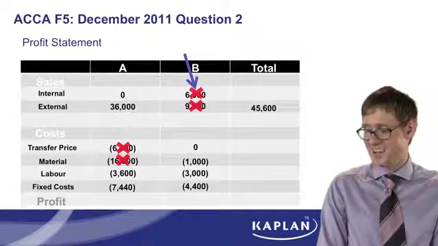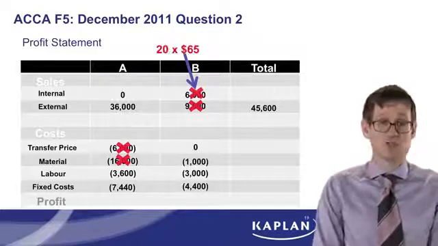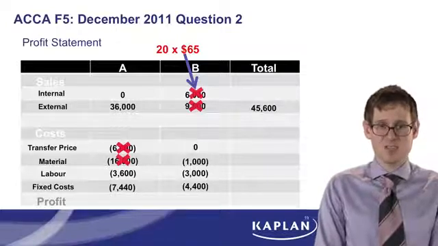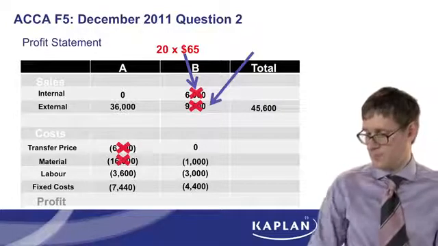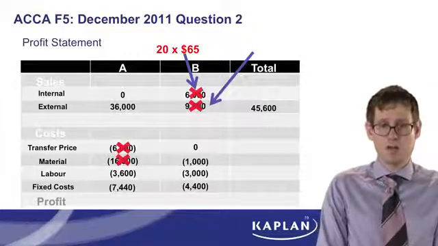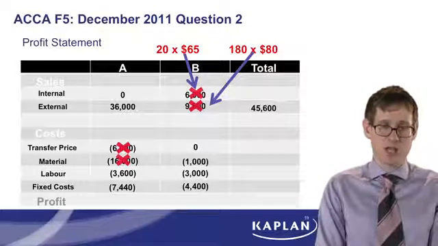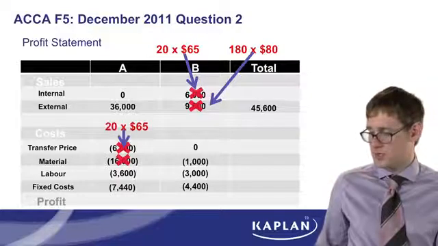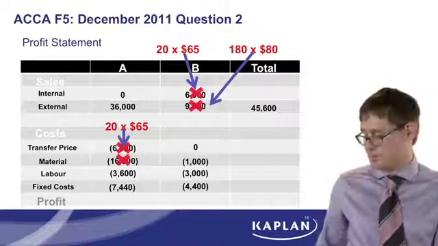First, let's look then at the internal sales revenue. This will only be now for 20,000 units, and we've had to lower our price to $65 to match the external units that A can source. We'll also be making a higher amount of external sales. There'll be 180,000 now of external sales at $80 each. In terms of transfer price, remember that must match what we had above, so we have 20,000 times 65.